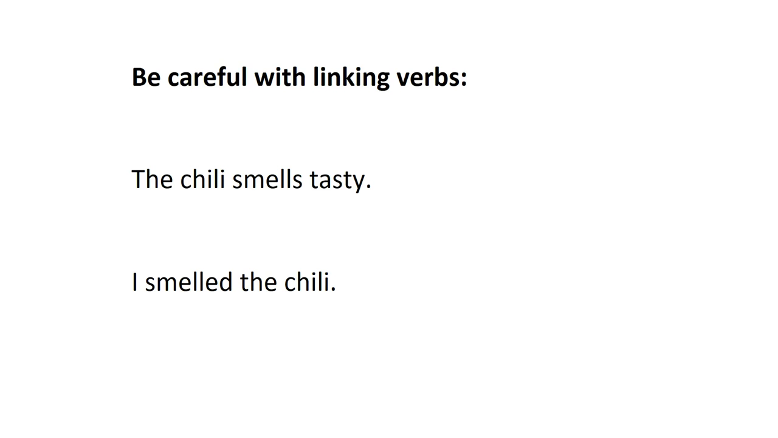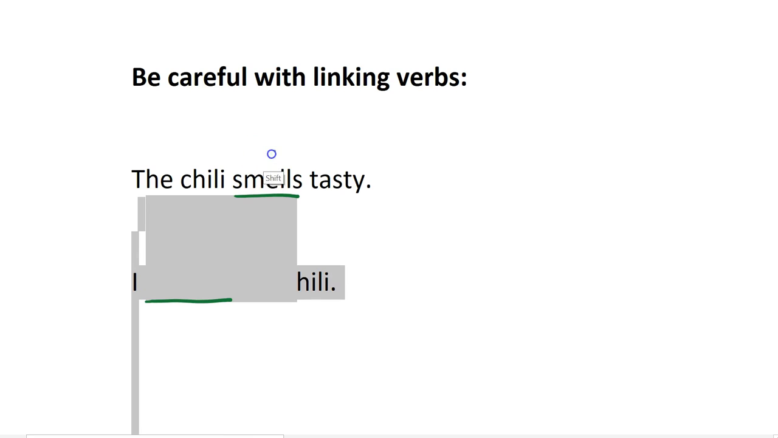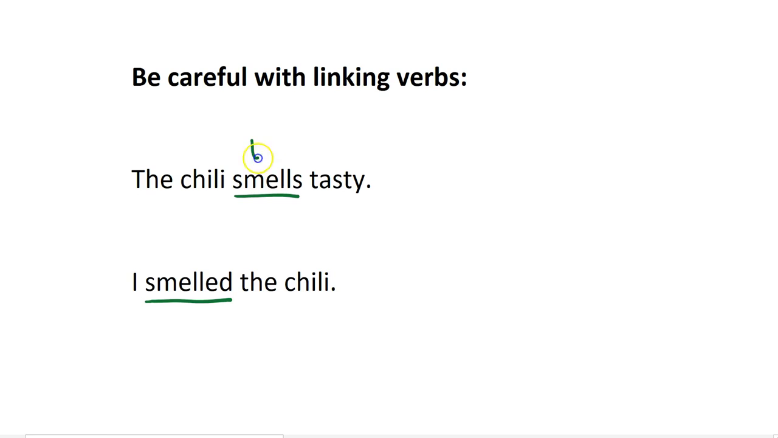So be careful with your linking verbs. Copy down these two sentences. The chili smells tasty and I smelled the chili. In each case we have the verb smell. So smells and then smelled. In the first one, the chili smells tasty. This is a linking verb. Subject is chili. And it equals tasty, which is a predicate adjective.